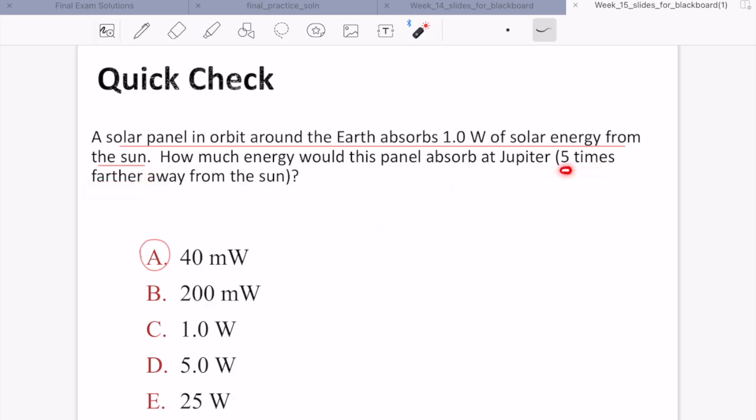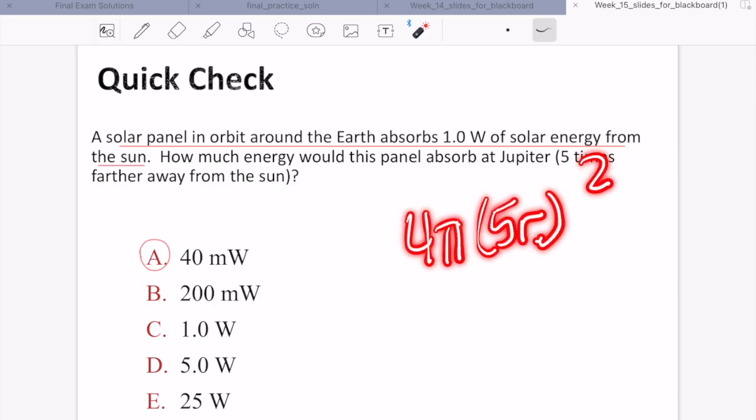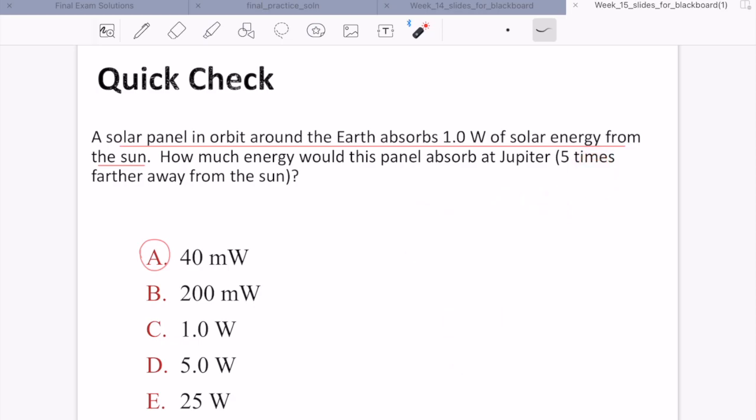The area, right? Because if you went 5 times further away, that would mean 5 times your radius, so 5 times your radius would give you your new distance away. If this is a sphere once again, 4 pi times (5 times the radius) squared would give us 25 times the area, right? So if it's 25 times the area, what do I want to say?